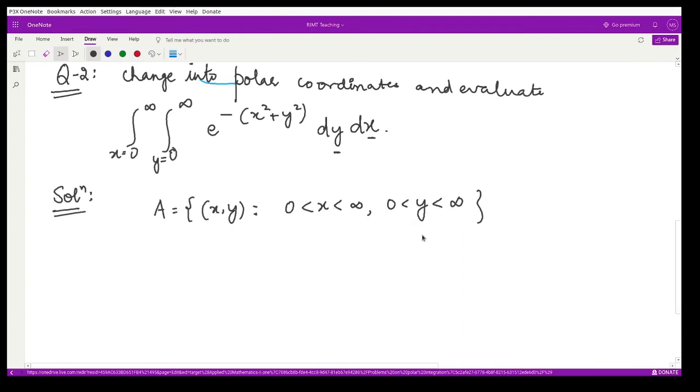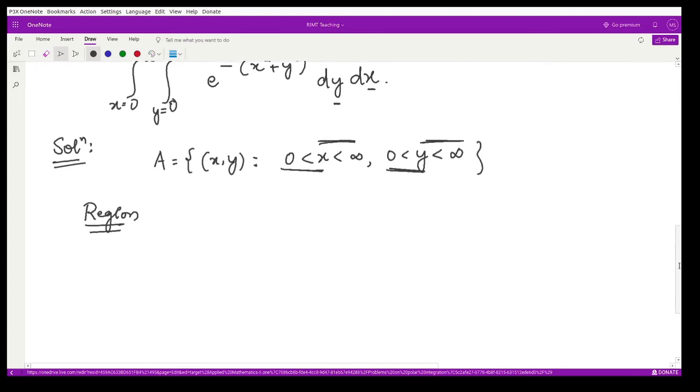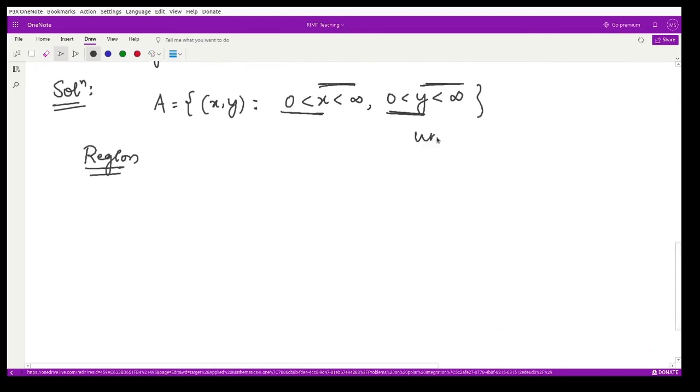Okay. So here firstly we have to determine our region. For that we will draw the lines. First line would be x is equal to 0, y is equal to 0. Another line would be x is equal to infinity, y is equal to infinity. That means your region here is the unbounded region, and this region will go up to infinity.